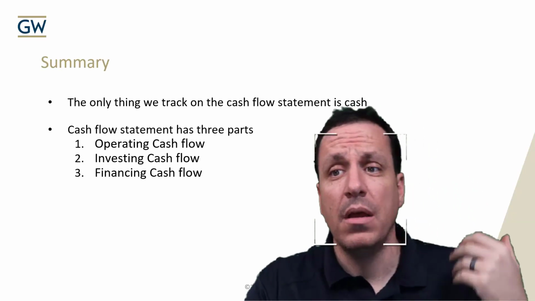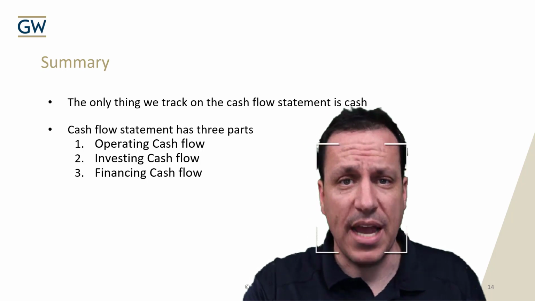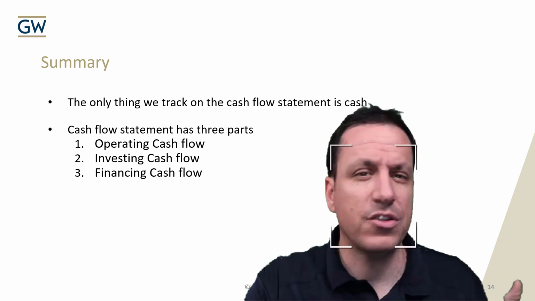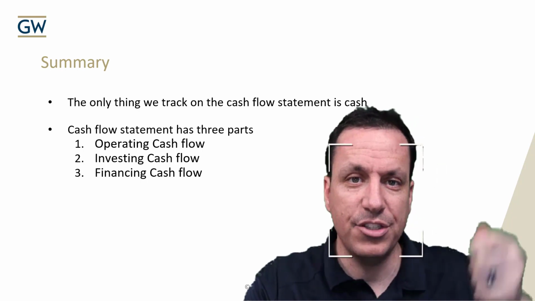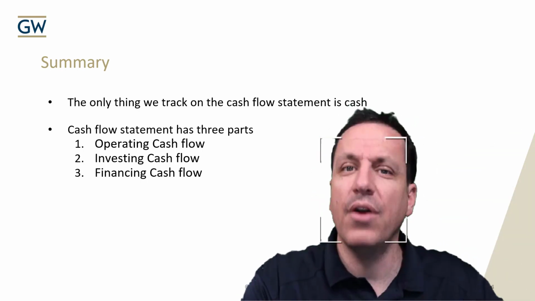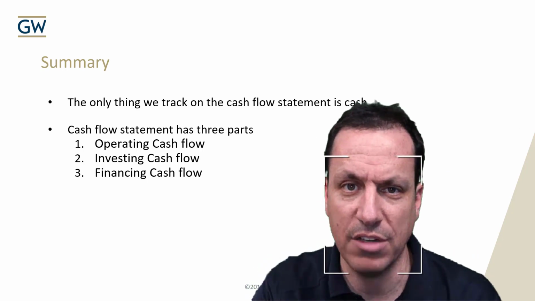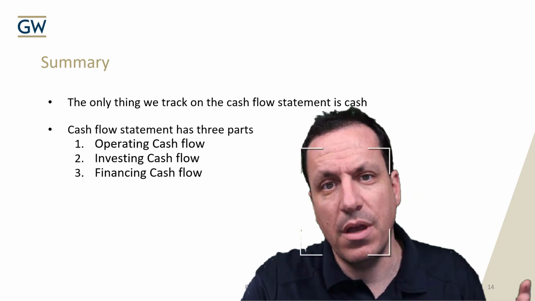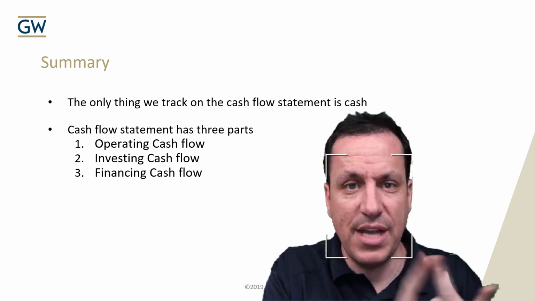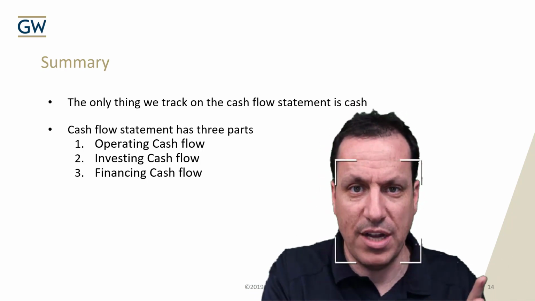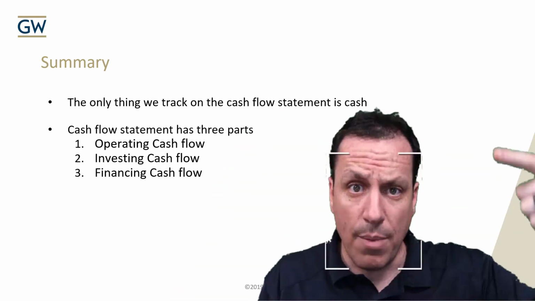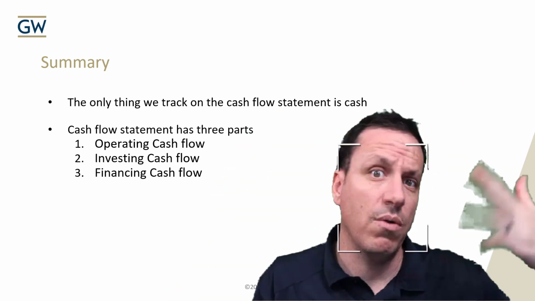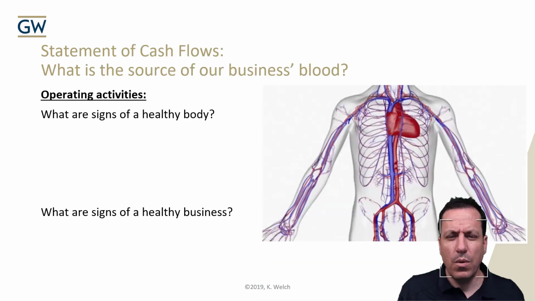Summary from last time, the only thing we track on the cash flow statement is cash, period. That's it. That's the only thing. If a transaction doesn't have cash involved, we're not concerned with it. If cash is being traded and put into an account or taken out of an account, that's what we're tracking in the cash flow statement. And there's three types of transactions: operating transactions, investing transactions, and financing transactions. So we calculate in the cash flow statement those three parts: operating cash flow, investing cash flow, and financing cash flow.